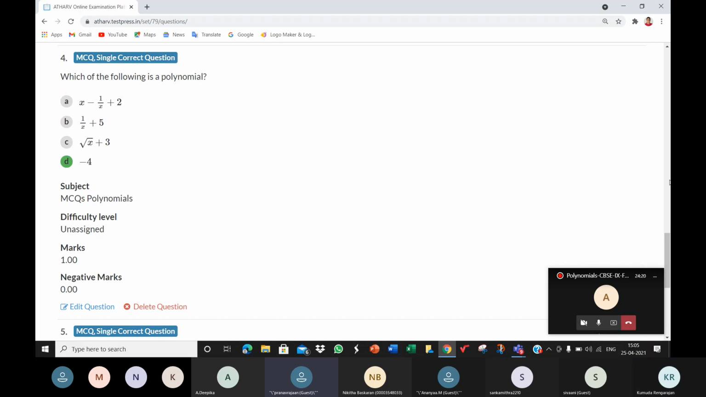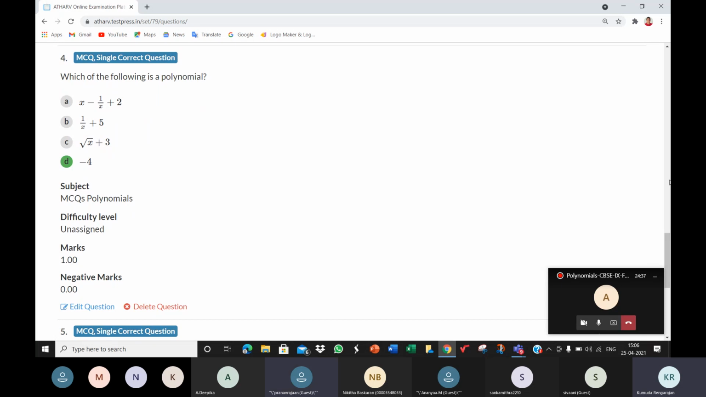Third one, root x, ma'am. So it is not a whole number, ma'am. 1 by 2. But what's the power of x? Ma'am, x power 1 by 2. Very good. And 1 by 2 is not a whole number. So the third option is also not a polynomial. Very good. And what about the fourth one?